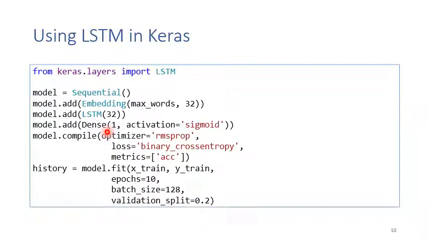Finally, because we want to do classification, we add a sigmoid activation function as the final output. We can train our model using RMSprop and use binary cross entropy as our loss function. The metric is accuracy, and we can fit our model to the data.